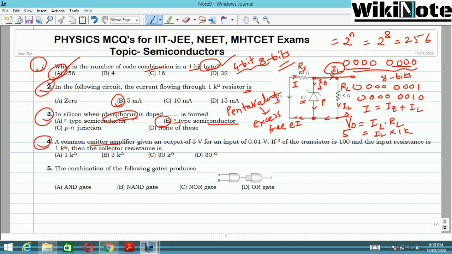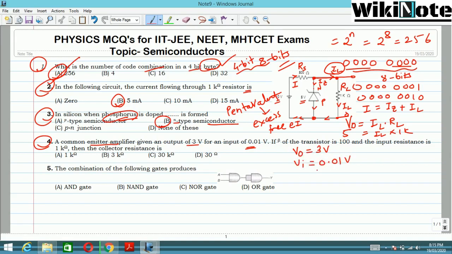Question number 4. Common emitter amplifier gives an output of 3 volt for an input of. So I'm getting the output voltage VO of 3 volt for an input of 0.01 volt.